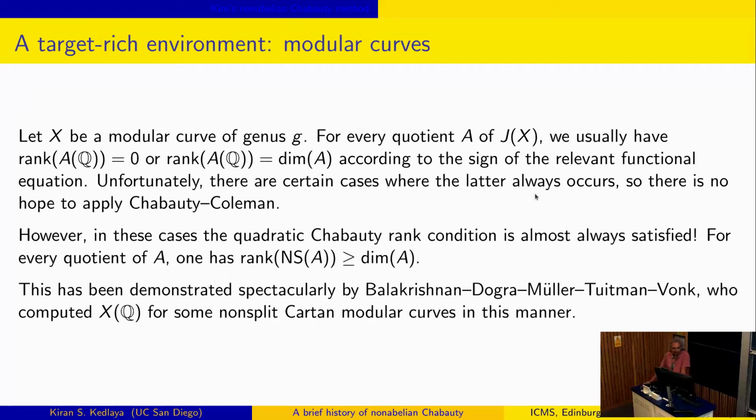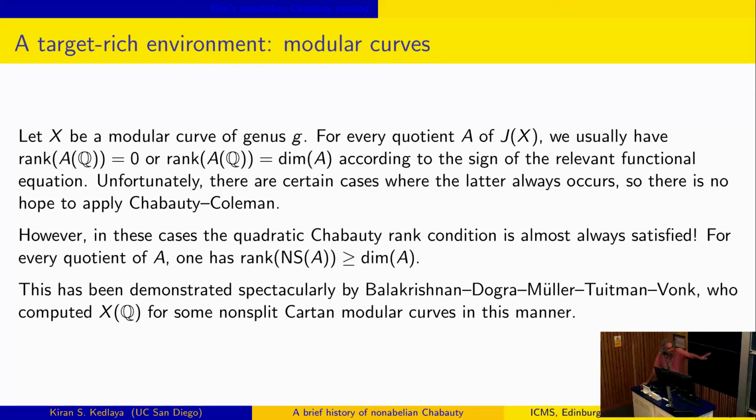So for example, Balakrishnan, Dogra, Müller, Tuitman, and Vonk computed X(Q) in some examples. For instance, you take the split Cartan modular curve of level 13, which is sporadically isomorphic to the non-split Cartan modular curve of level 13. That's a genus 3 curve. The rational points had been a notorious open problem, not resolved by the work of Bilu and Parent, Bilu, Parent, and Rebolledo, I should say.